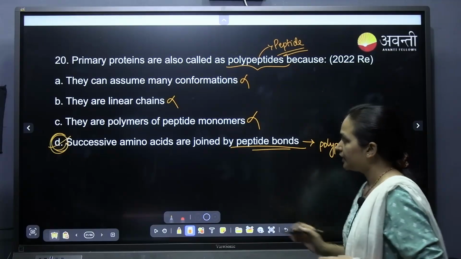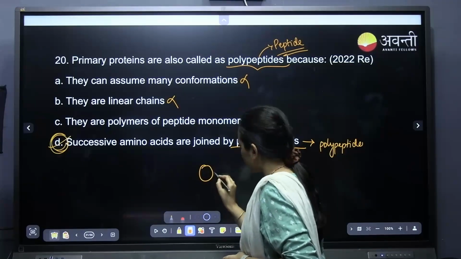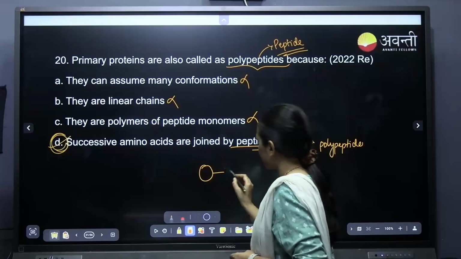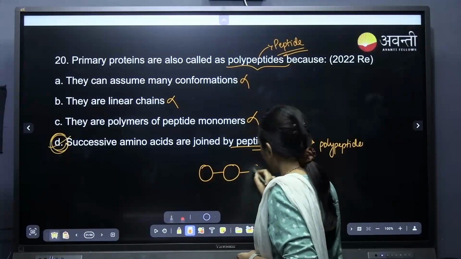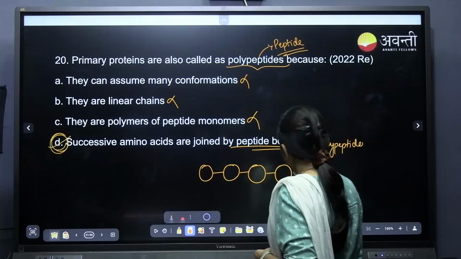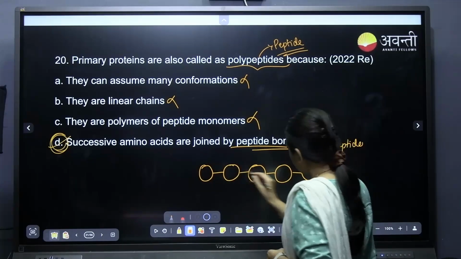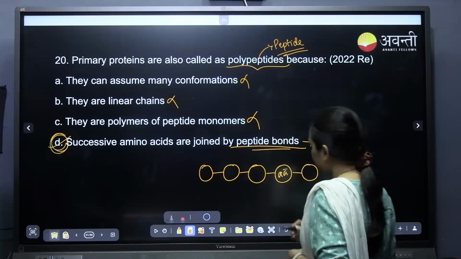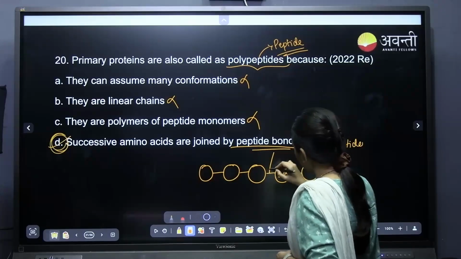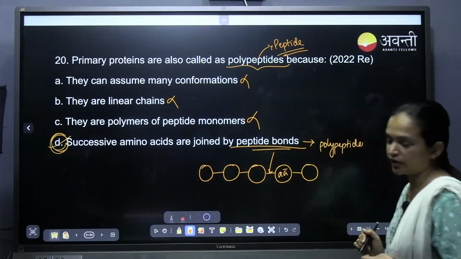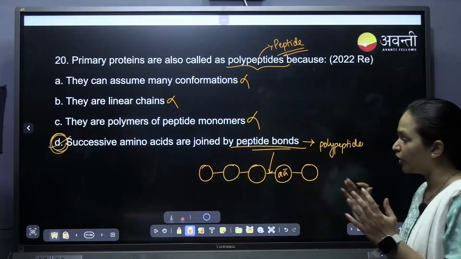Why is it called polypeptide? One amino acid is a monomer, then another amino acid, another amino acid, another amino acid. So these are amino acids. These are joined with the help of something called a peptide bond. That makes this a polypeptide.